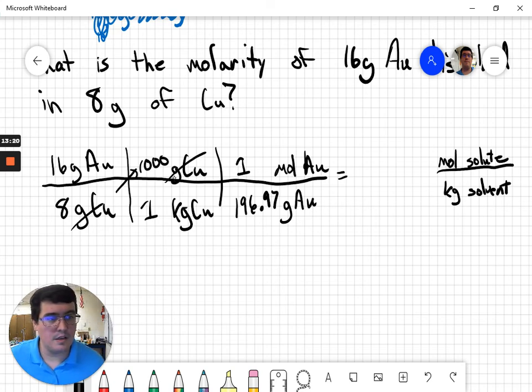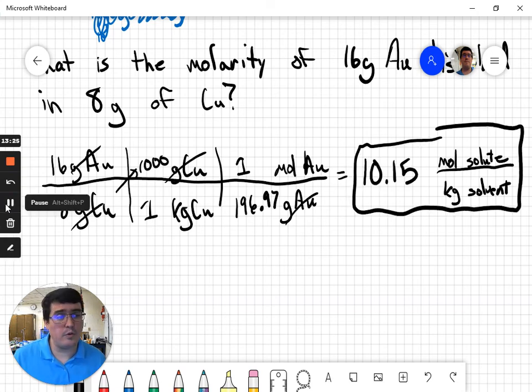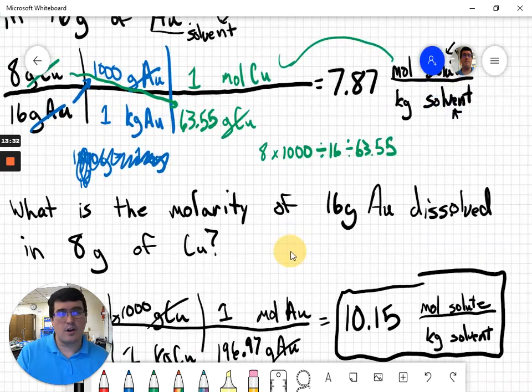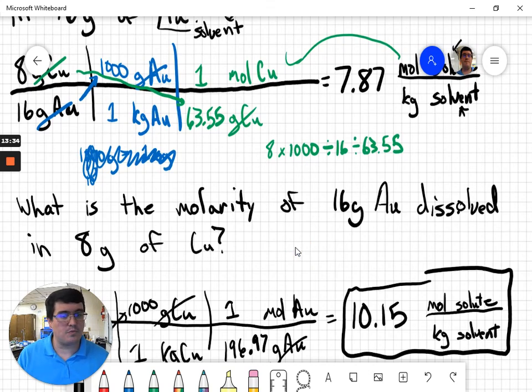97 grams. Gone, gone. Plug it into your calculator and I got 10.15 molal, all right, which is kind of fun. So if you do it the other way around, you get a very different answer. And that's what we expect. As chemists, that's what we expect.